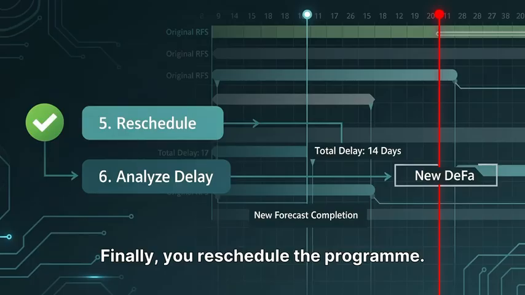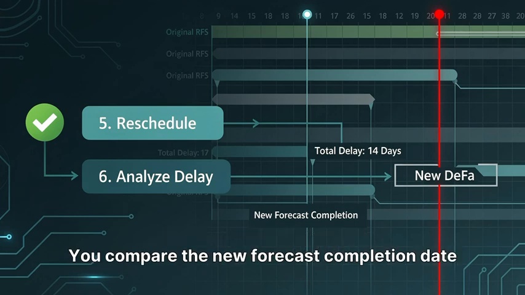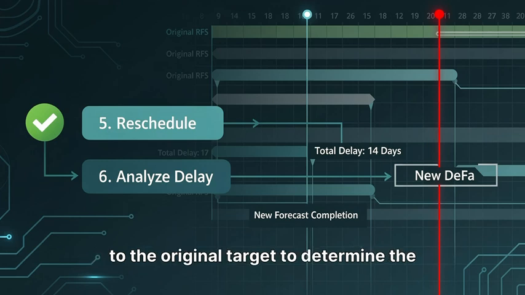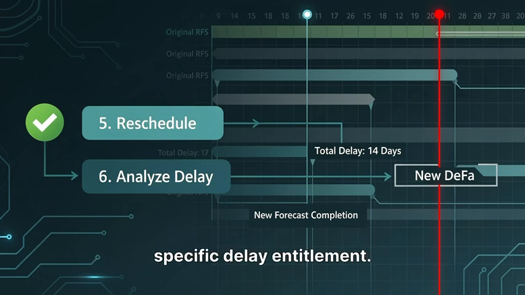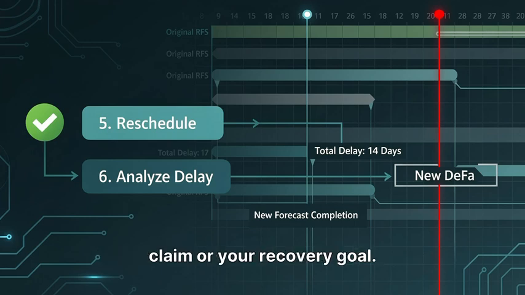Finally, you reschedule the program. Primavera P6 performs the mathematical calculation. You compare the new forecast completion date to the original target to determine the specific delay entitlement. This provides the delta that defines your claim or your recovery goal.